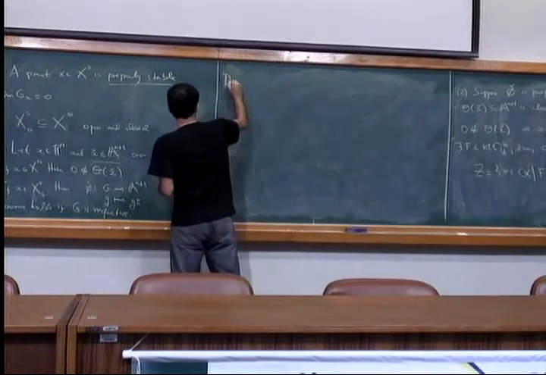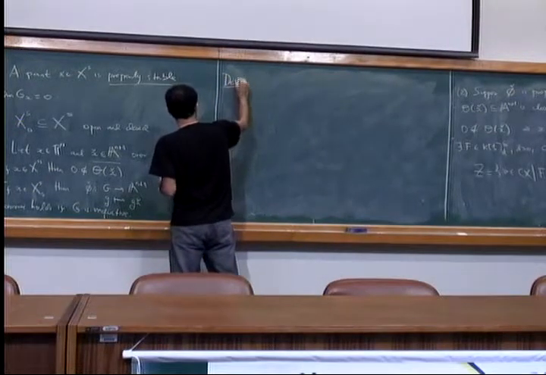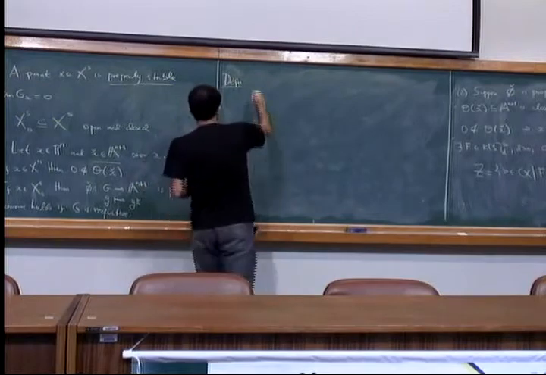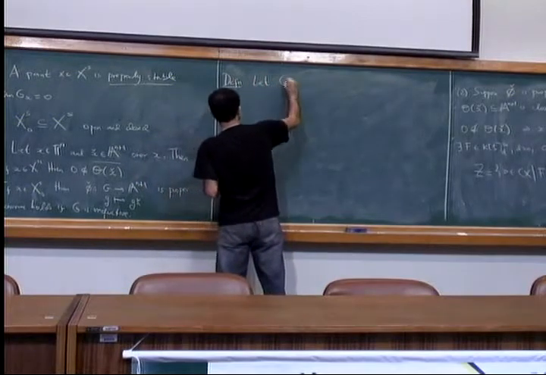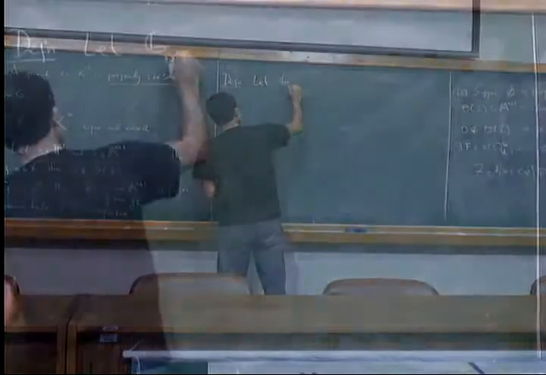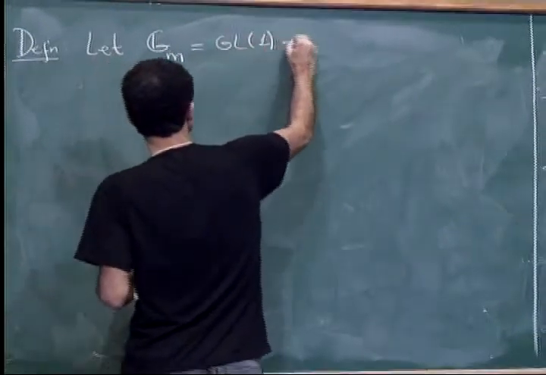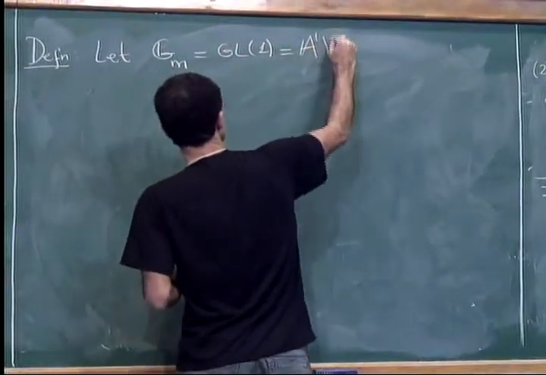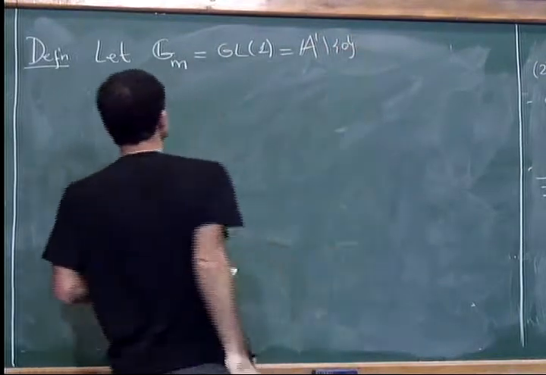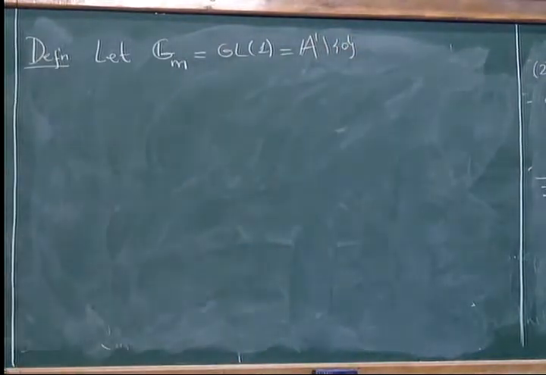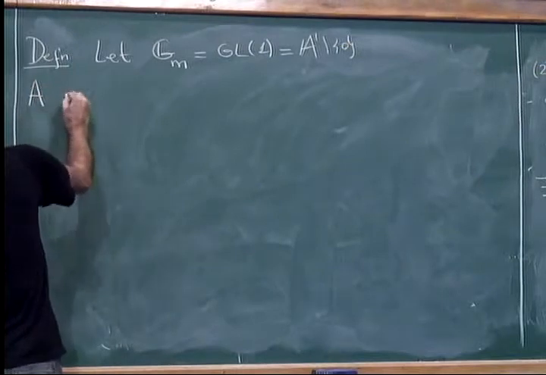So, definition. Let's consider the multiplicative group of the field, Gm. That's GL of 1, which is just A1 minus the origin, so it's a curve. Okay.